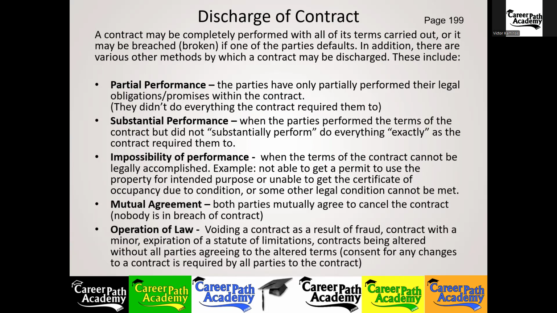Or by operation of law, like voiding a contract as a result of fraud, or contract with a minor, expiration of a statute of limitations, or contracts being altered without all the parties agreeing to the terms. Remember, consent for any changes to a contract is required by all parties for it to be legally binding. Anytime you make changes to a contract, all parties need to agree to those changes, otherwise you just voided the contract.